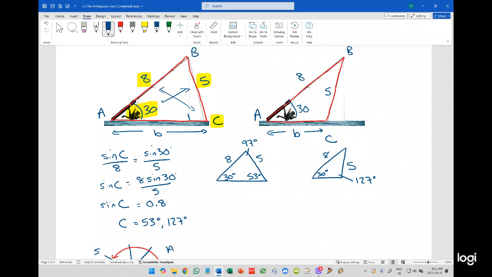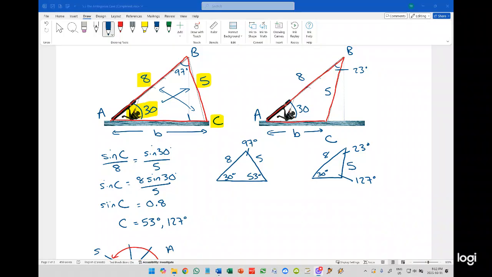And in the second one, it's 180 minus 30 minus 127, which gives me 23 degrees up there. So in my original diagrams, this is 97 degrees, and this one here is 23 degrees. Now, the only thing I don't know is the length of B in both of them. Basically, how far the bottom of the line is in the water compared to where my reel touches the water.